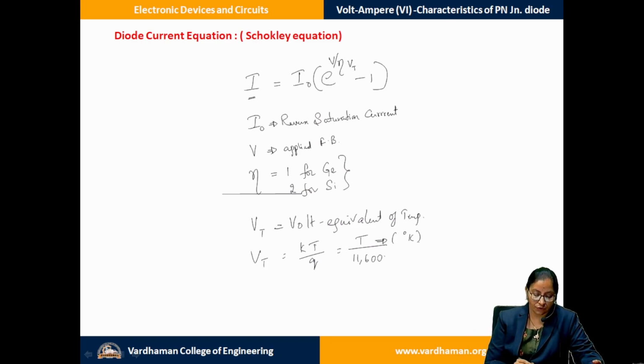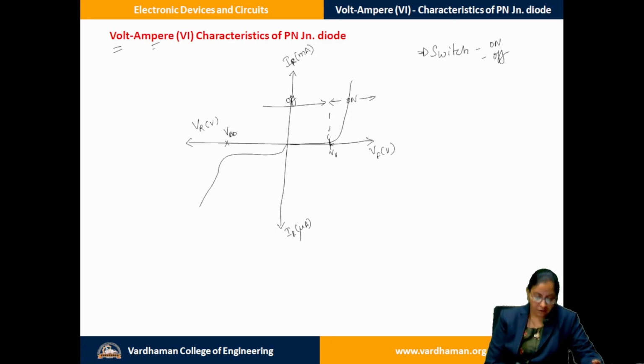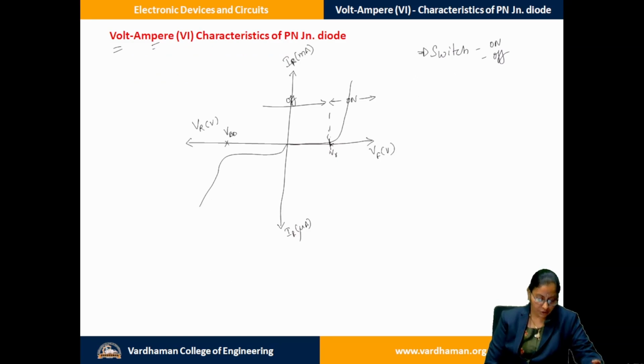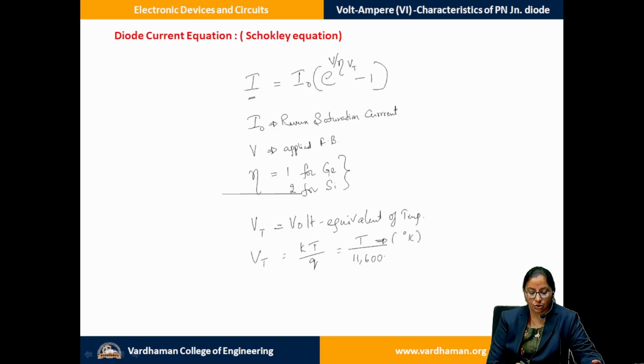And what is this reverse saturation current? Under reverse bias condition, the maximum current that is constituted by the device prior to breakdown, we label it as reverse saturation current I naught. Maximum current constituted by a PN junction diode under reverse bias condition, hence we call it saturation, so I naught is called the reverse saturation current.